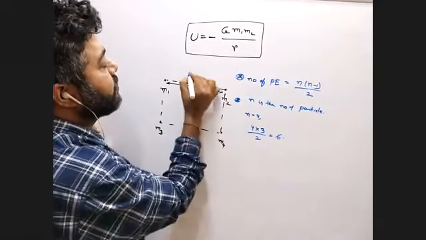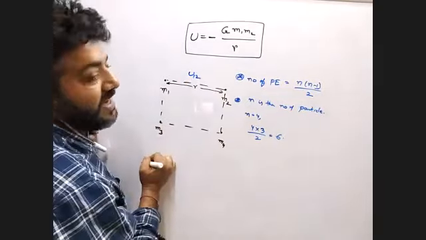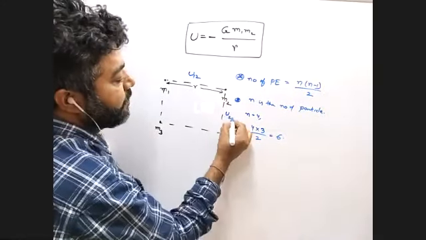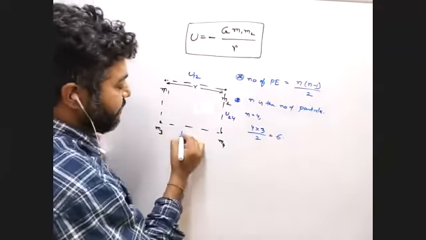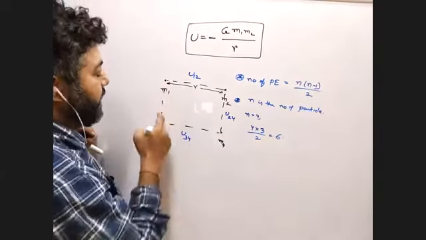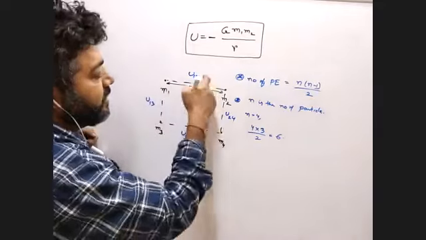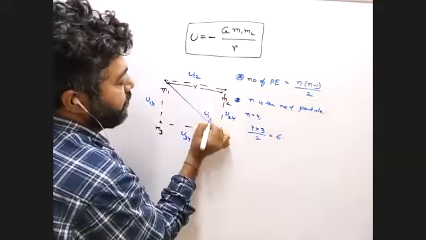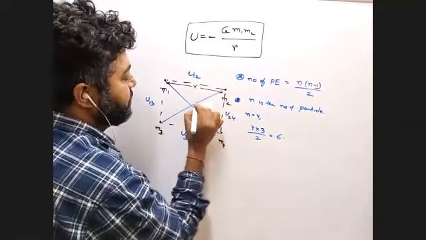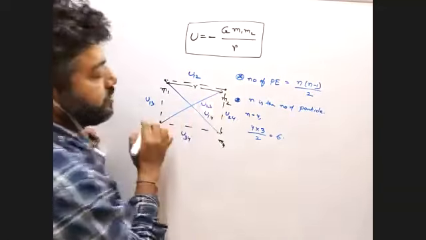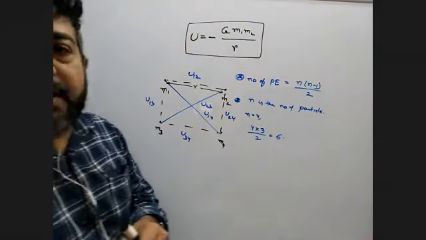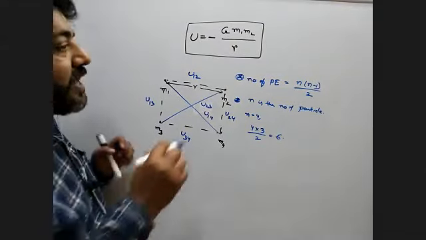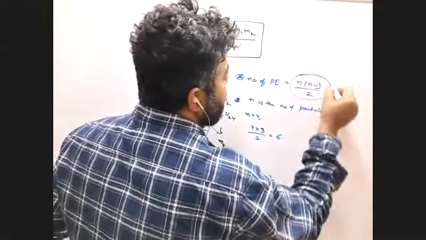How can you correlate this? See, you can write between 1 and 2 one gravitational potential energy, then 2 and 3, 2 and 4, 3 and 4, 1 and 3. You can arrange 1, 4 and you can arrange 2, 3. So the total number of gravitational potential energies is 6. You can use this very important formula.